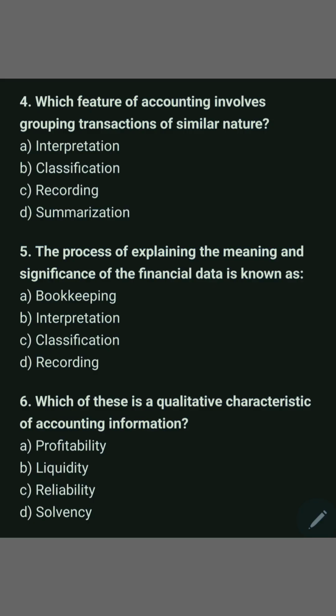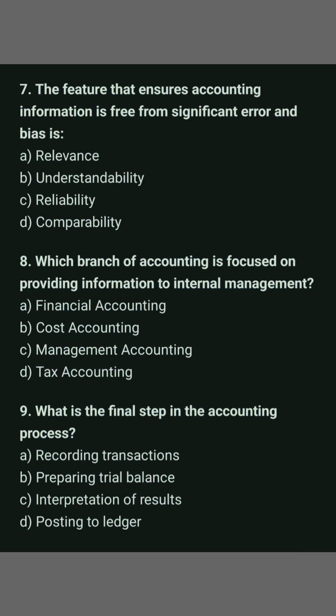And the correct answer for this question is reliability. Which of the qualitative characteristics of accounting information? यानी अकाउंटिंग इन्फॉर्मेशन का एक क्वालिटिव कैरेक्टरिस्टिक ये है कि इसमें क्या होनी चाहिए, रिलायबिलिटी होनी चाहिए. Now the next question is the seventh question.